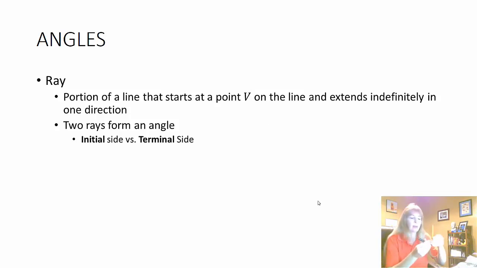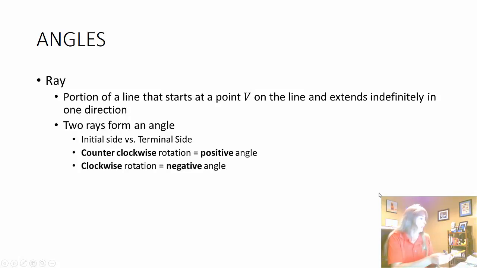If I get two rays, another one, and they're connected at that vertex, then they form an angle between them, where I have the initial side, and where it stops becomes the terminal side. If I go in a counterclockwise rotation, that's a positive angle. If I go clockwise, then that's a negative angle, probably different than what you would think, but that's the way it's set up.